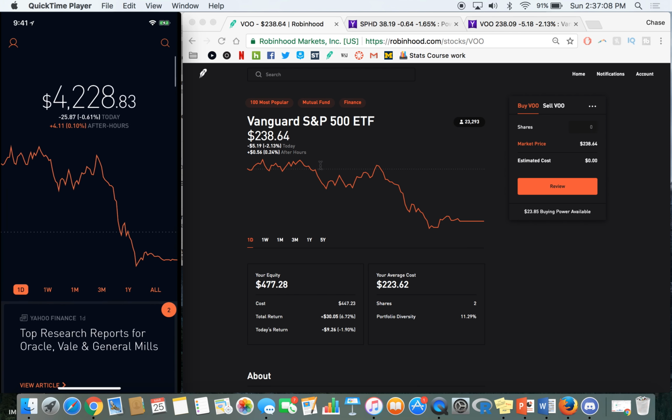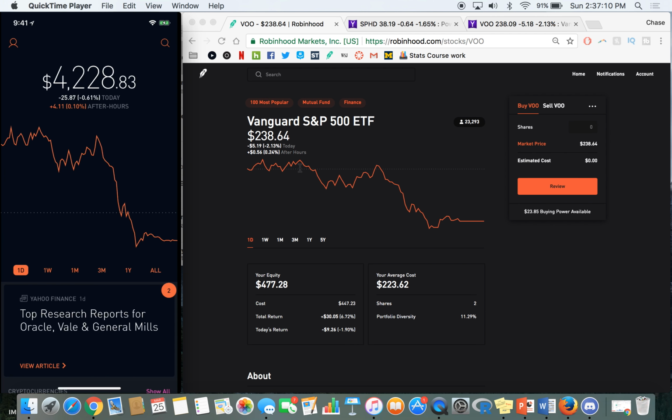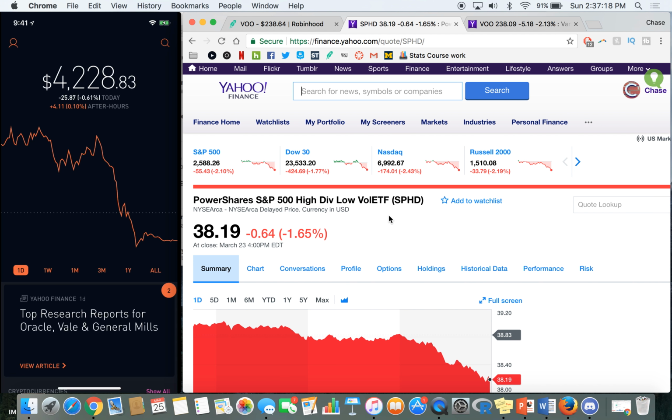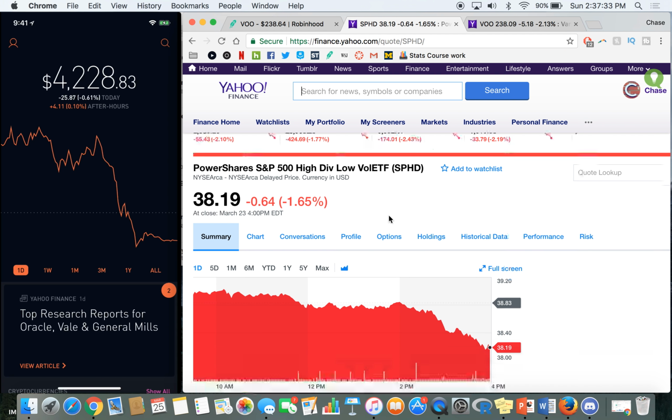So I'm on both the Robinhood app and the web service here, but I have a few things I want to talk about that Robinhood doesn't exactly contain. So you want to use other sources like Yahoo Finance for a little bit of web research before you go and buy any ETF on the Robinhood brokerage app. The first thing I want to talk to you guys about is going to be the most important one, I would say, and that's going to be the expense ratio.